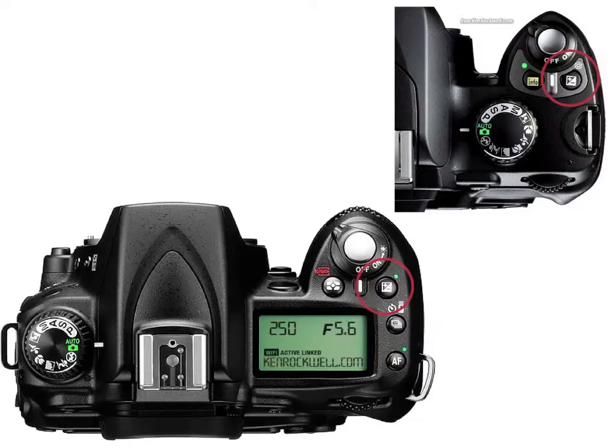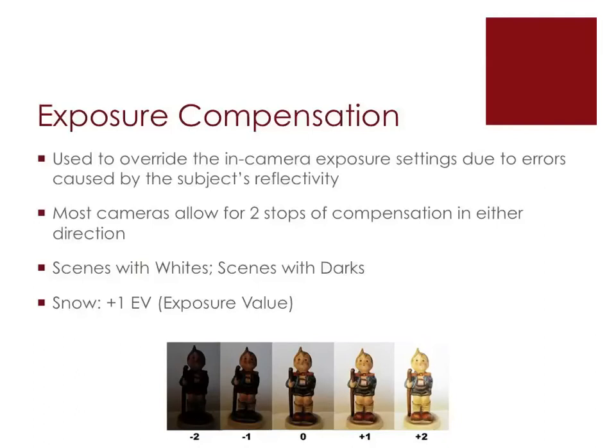All right. Great. So exposure compensation is used to override your in-camera exposure settings, the ones that your camera tells you, because it's going to make errors. I can guarantee that your camera will make errors. The fact is that you are smarter than your camera. You might not know how to take pictures yet, but you can see things that your camera can't see. So use that as your advantage.